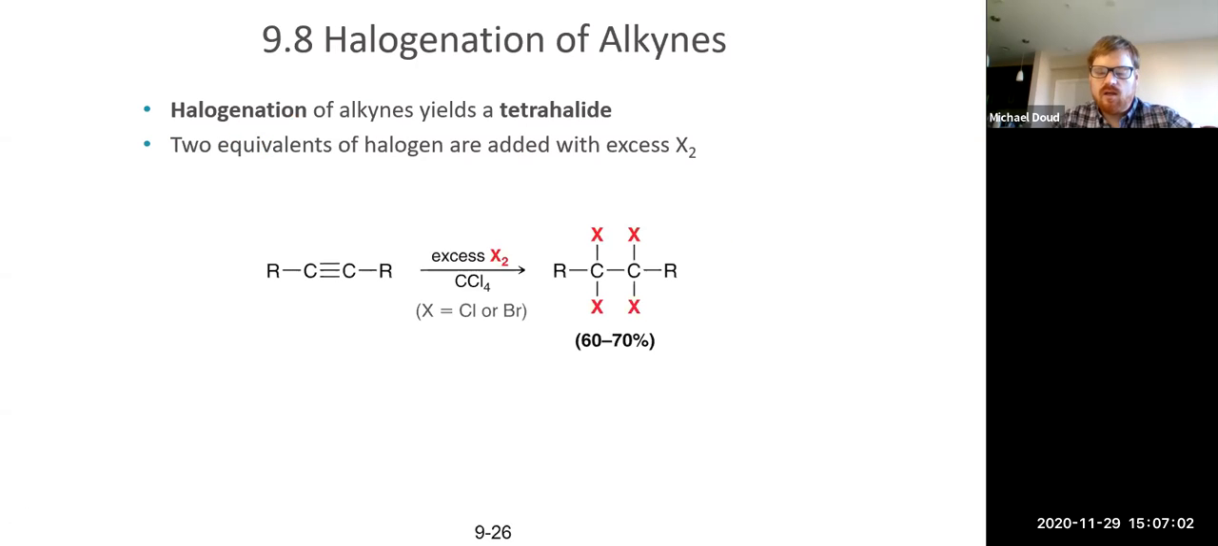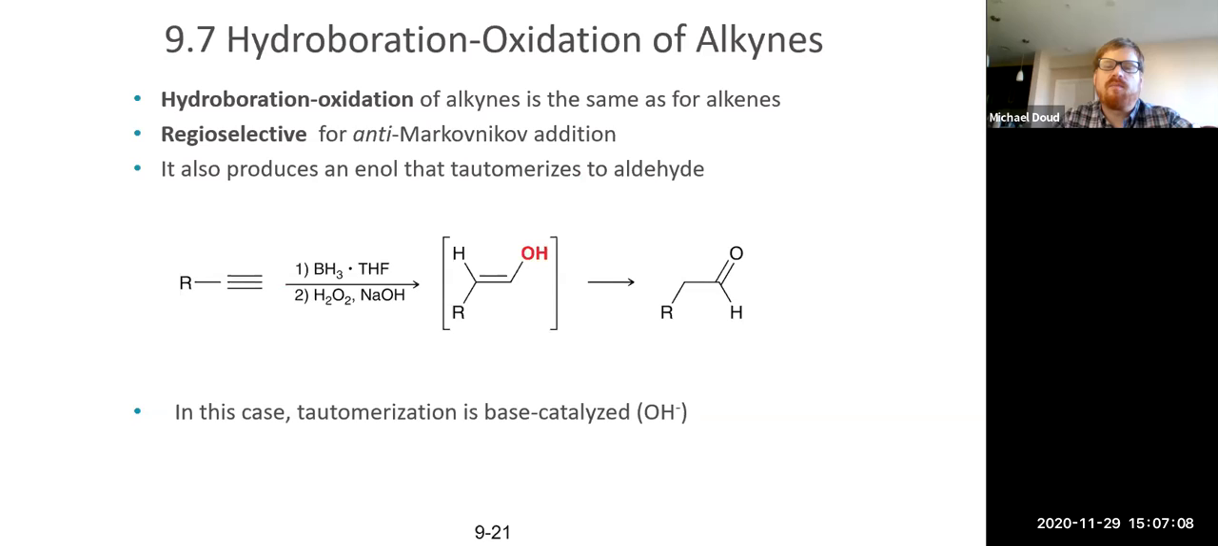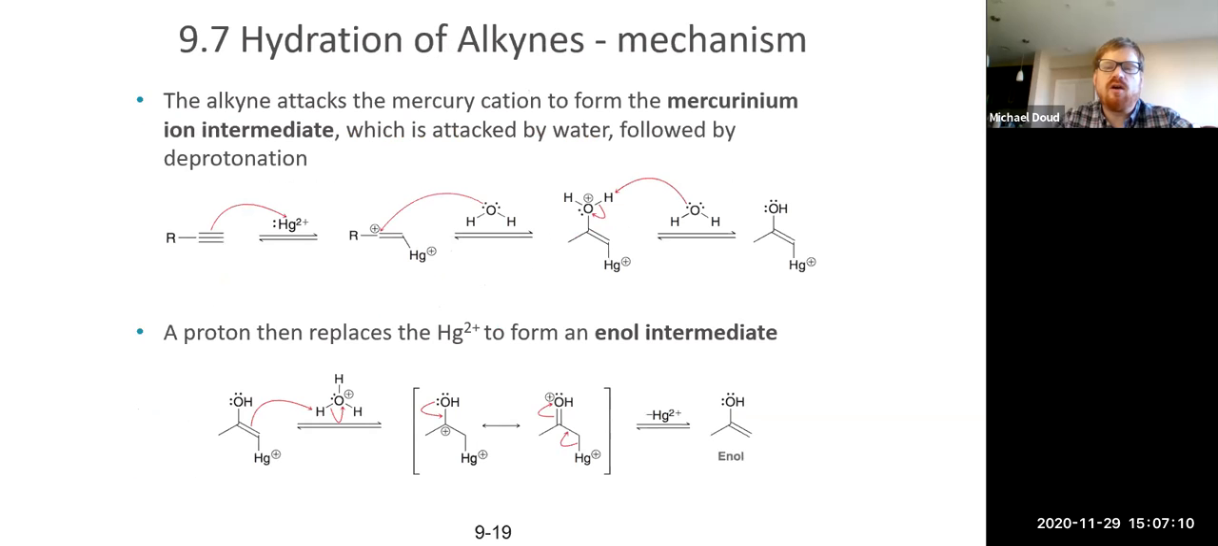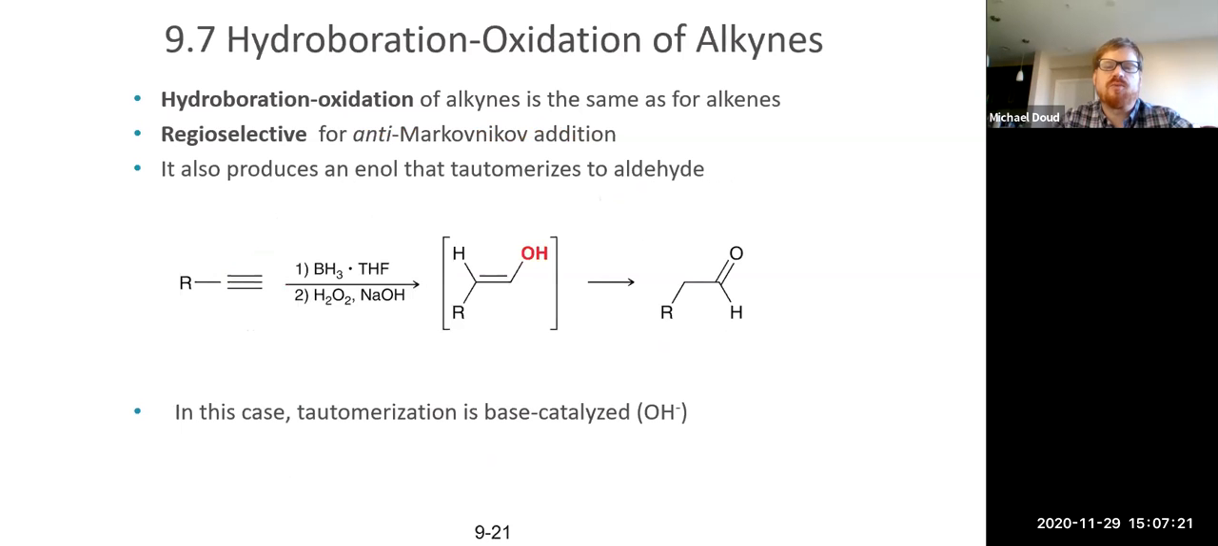Okay. So I know that was a lot to go over, but you mostly don't have to worry about the mechanisms. You do need to know this mechanism here for the mercurinium ion formation, and then know the keto-enol tautomerization, and be able to draw these mechanisms as well.